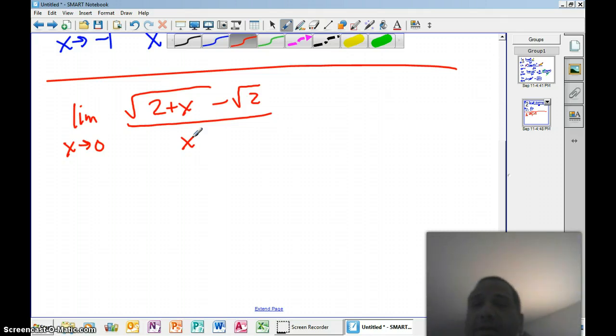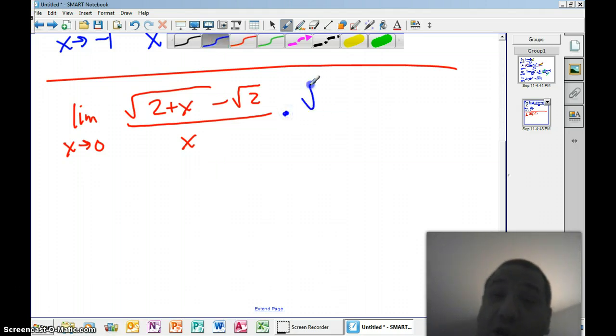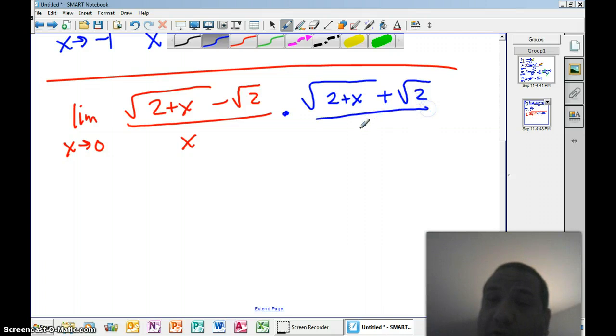All right. So, what I try to do is I try to plug in 0, and I realize I get on the top the square root of 2 minus the square root of 2, that's 0, over 0. 0 over 0, indeterminate form. Okay. Let's look to factor. No. Nothing factors. So let's rationalize. And the big key is that there's square roots there. So we're going to rationalize the numerator. Yes, you're used to rationalizing the denominator. We're going to rationalize the numerator.